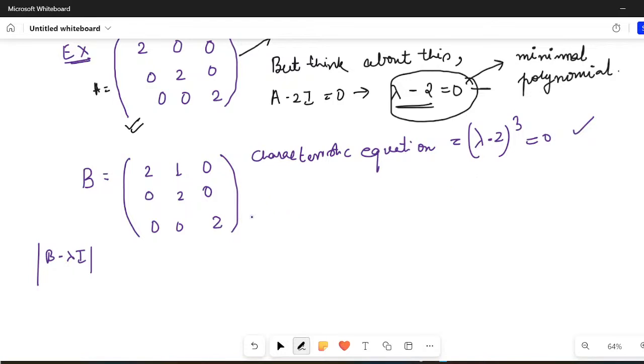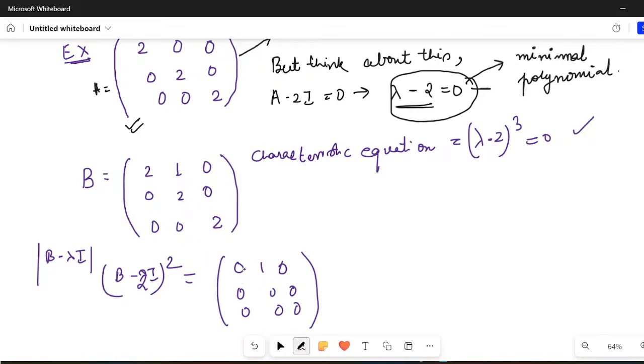Now I'm doing just one thing. Let's say I want to find (B minus 2I) whole square. What will it give me? B minus 2I is simply [0, 1, 0; 0, 0, 0; 0, 0, 0], and I multiply it by the same matrix [0, 1, 0; 0, 0, 0; 0, 0, 0]. This is equivalent to writing the square. If you try to find this, you'll get a null matrix.